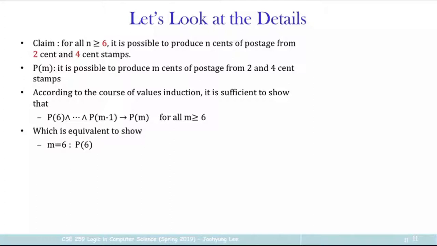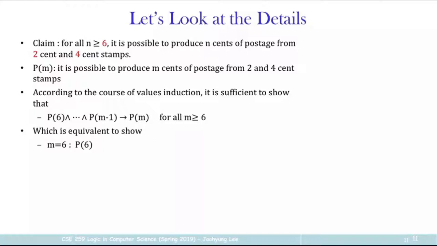Let's try to instantiate this. By instantiation, I'm checking this with respect to each possible value of M. Because I told you before that even if this is one line, maybe for some values of M, we may use different reasoning. And in that case, you cannot claim it as one inductive step. So let's see, M equals 6. P of 6, is it true?